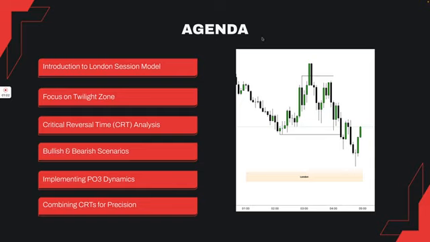So here is the agenda for the lesson. We will have the introduction. Secondly, I will describe what the Twilight Zone is. A critical reversal time, meaning where is the highest probable CRT within the London session model. I will show you bullish and bearish scenarios. How can we implement the power of 3 to the London Twilight model? And how can we combine CRTs for precision?